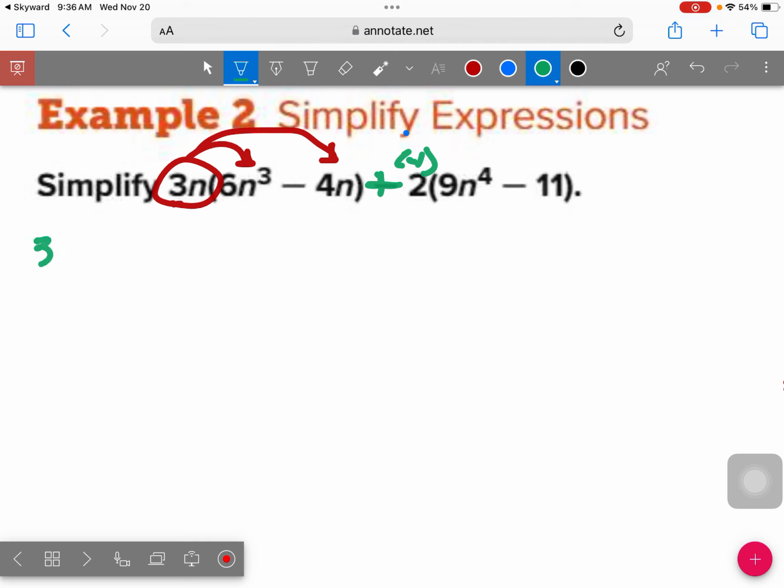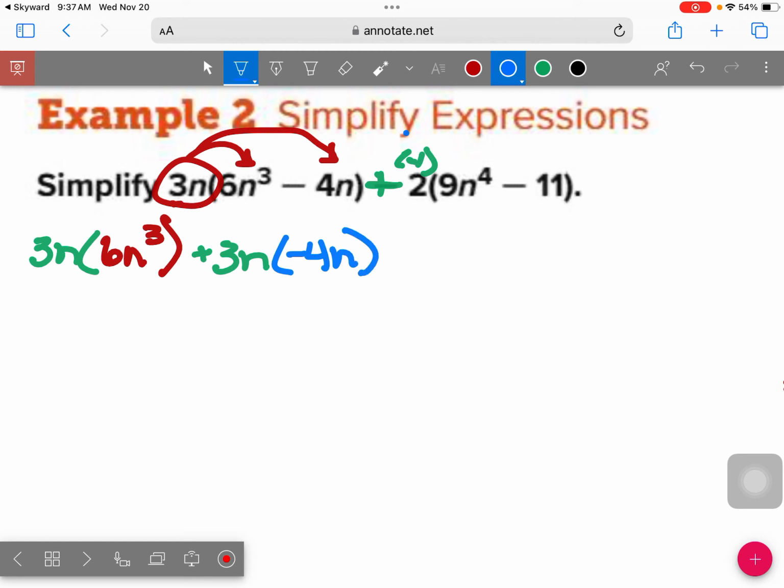I'm going to try to write small. So 3n times 6n to the third. Then I have 3n times -4n. Then I am going to take this -1 times 2. So this is going to make it -2 here. Instead of multiplying everything here, because there's an actual number here, I'm going to take the -1 times that. And that's going to end up changing all my signs.